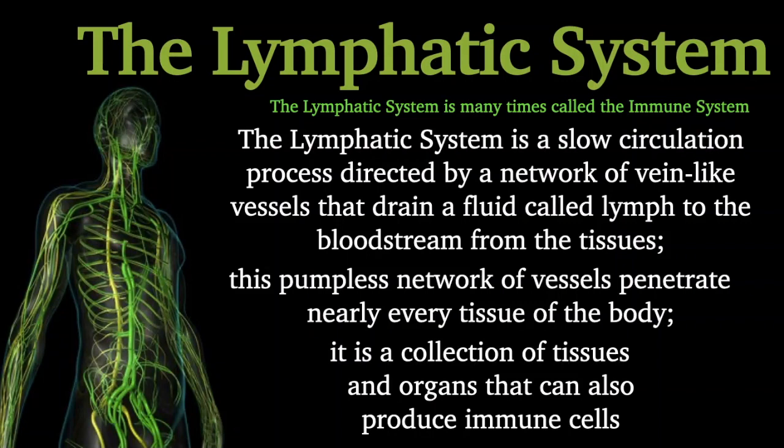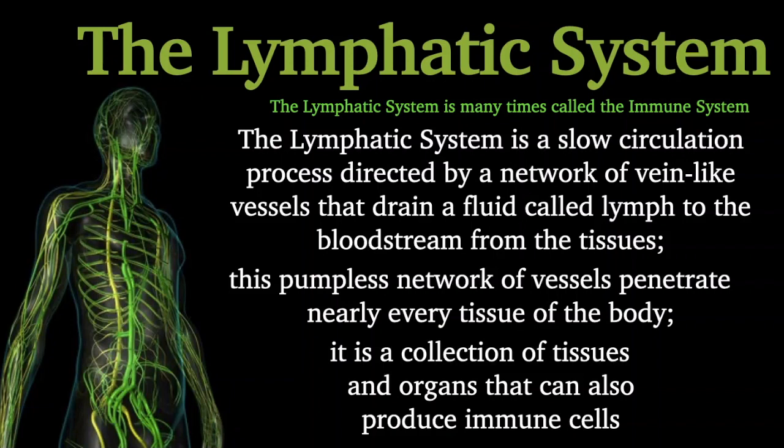Now the lymphatic system is a slow circulation process directed by a network of vein-like vessels. And the reason why they're vein-like vessels is primarily because of the layers and the valves that it does have. Now the fluid is commonly called lymph, hence lymphatic system. The fluid is a clear fluid, and this fluid resides between the tissues.